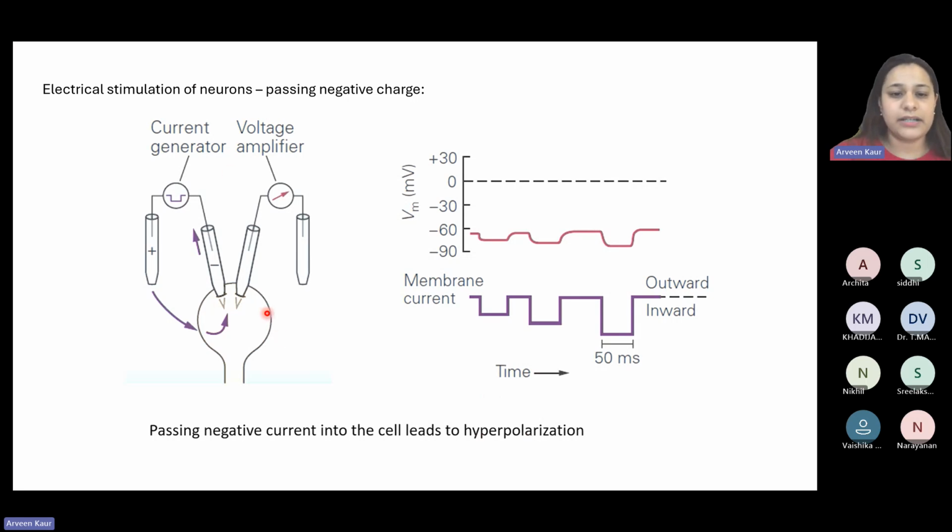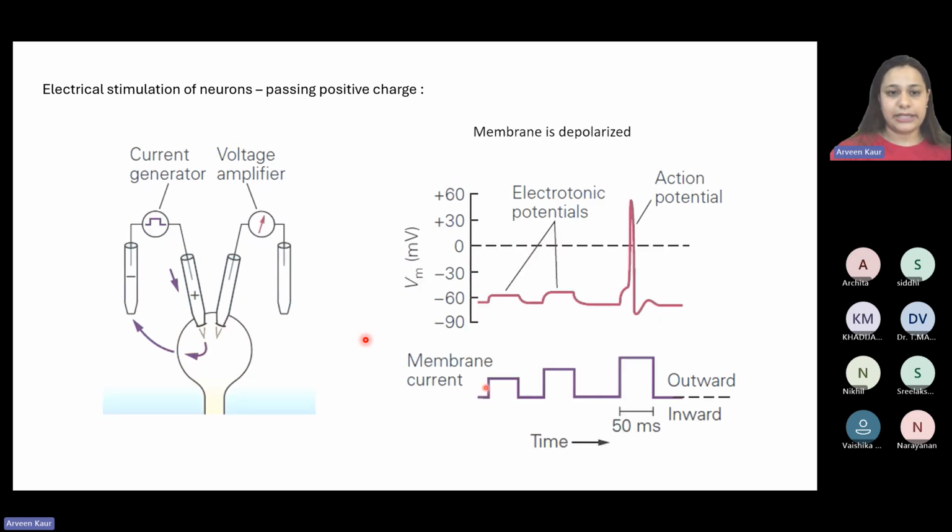So over here, there are two electrodes. One is actually measuring the voltage, because it has this oscilloscope attached to it, and this is the recording from that measuring electrode. And the other electrode is actually passing negative current because it is connected to a current generator, right? So this is what the graph will look like.